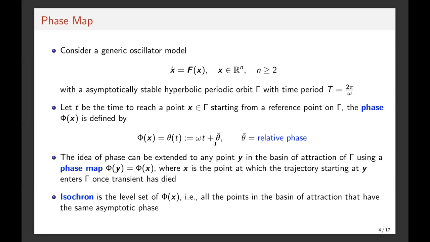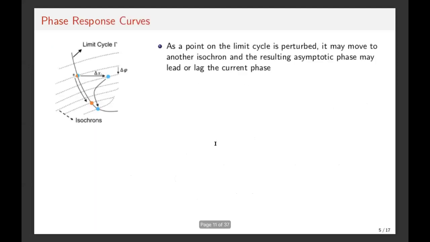However, we can extend the definition of the map to the basin of attraction of the limit cycle using the asymptotic phase that we heard about. For any point in the basin of attraction, there is a point on the limit cycle such that the trajectories starting from these two points converge to each other after a transition time. So the phase of such a point is the same as the phase of the corresponding point on the limit cycle. In fact, the level set of phi of x is called the isochron, which I think we all heard about in the previous talk.